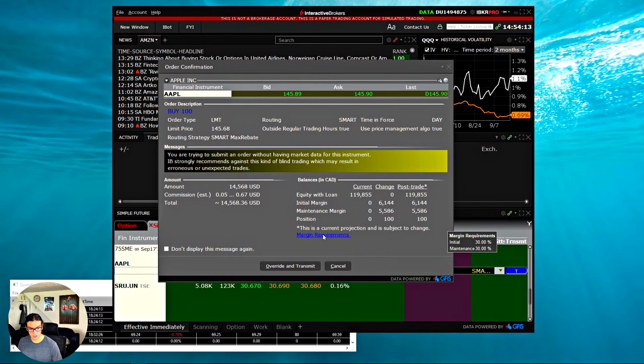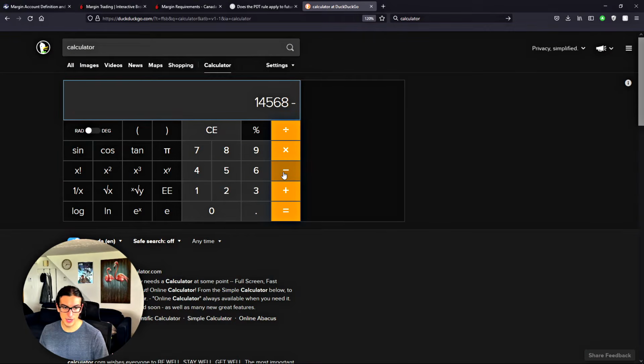So now let's click on margin requirements, and you can see it appears right there as 30%, meaning that you are only required to put up 30% of the value of this trade. The broker is loaning you the other 70%. So now if you want to do a brief calculation of that, the value of this trade is 14,568 minus our initial margin, which is 6,144.